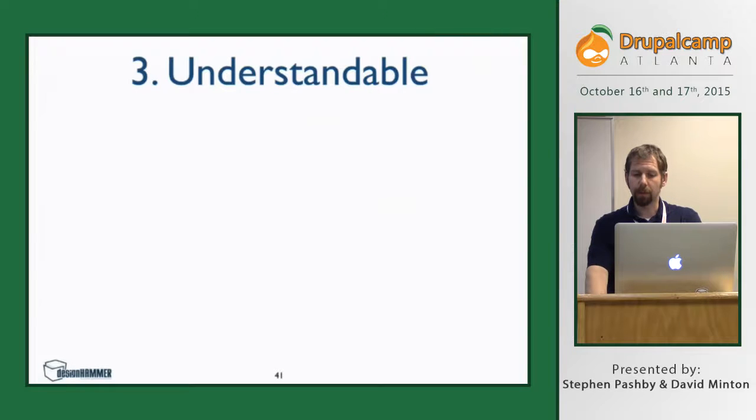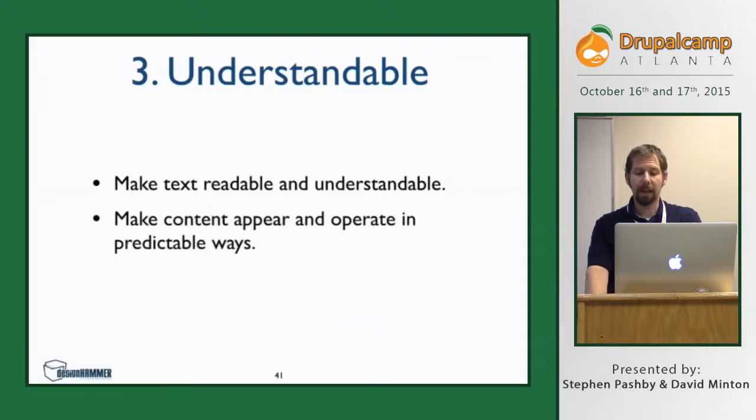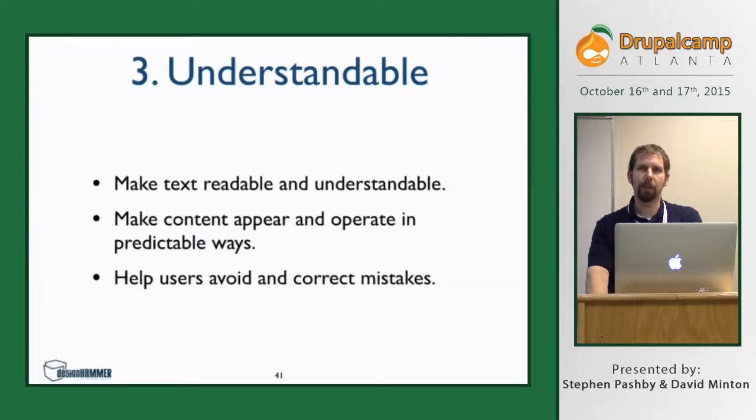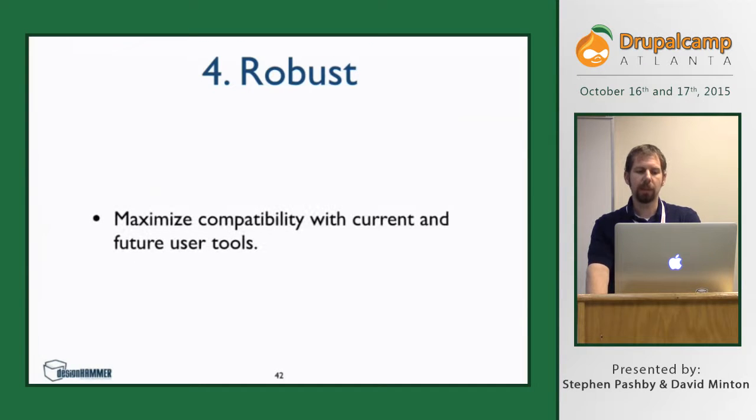Make sure it's understandable. You need to make text readable and understandable. Should make content appear and operate in predictable ways. You want to help users avoid and correct mistakes. So you don't want to have, for example, a place where users make a choice and then they're unable to navigate back to the previous screen because they realize, oh, I selected the wrong thing. And you want to make sure that your implementation is robust, because you want to maximize compatibility with current and future user tools.